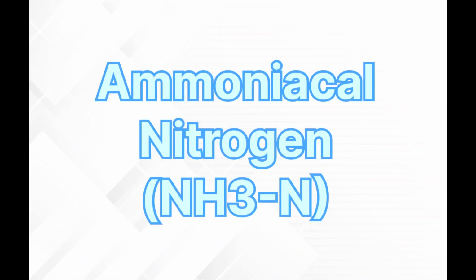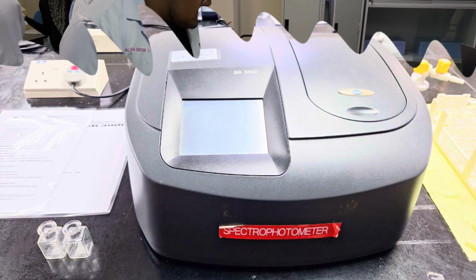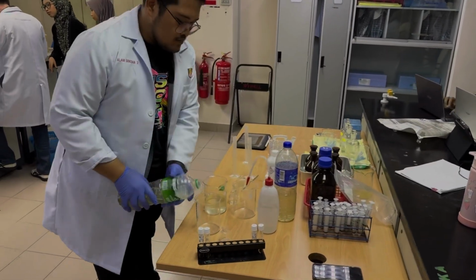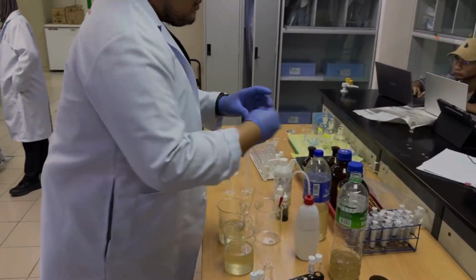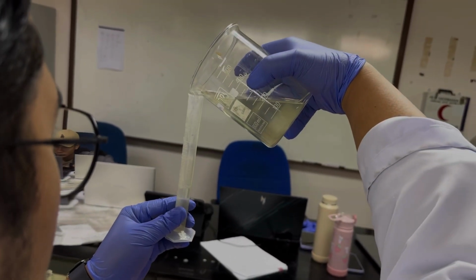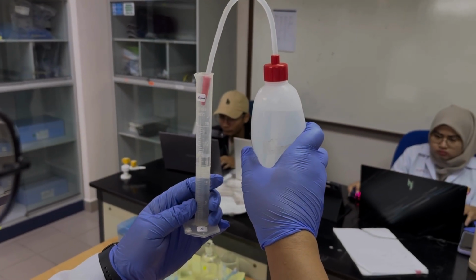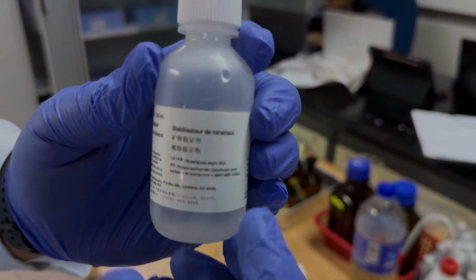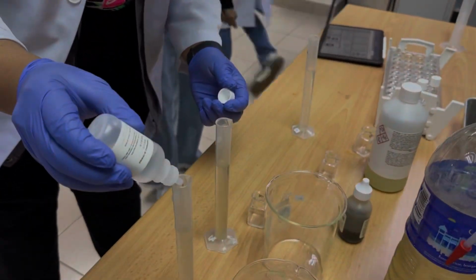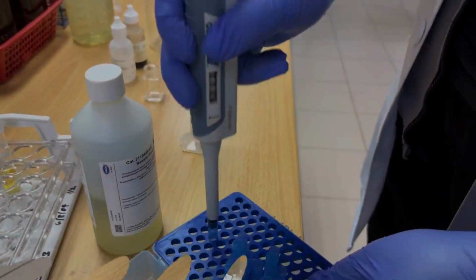Next, we'll be testing for ammoniacal nitrogen. We'll be using a measuring cylinder, beaker, sample cell, pipette, mineral stabilizer, polyvinyl alcohol, Nessler reagent as well as a spectrophotometer. First, 25 ml of sample was measured in a beaker, which was then poured into a measuring cylinder. Then, 3 drops of mineral stabilizer, which is equivalent to 1 ml, was added to all 3 samples. Next, we add 3 drops of polyvinyl alcohol as well as 1 ml of Nessler reagent, which was added using an auto pipette.